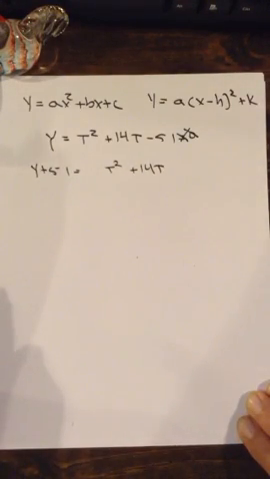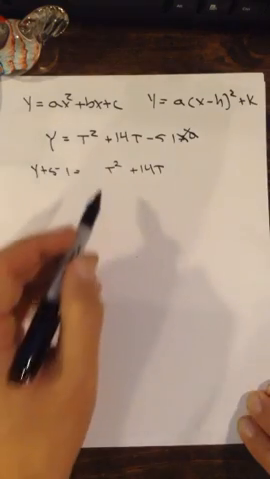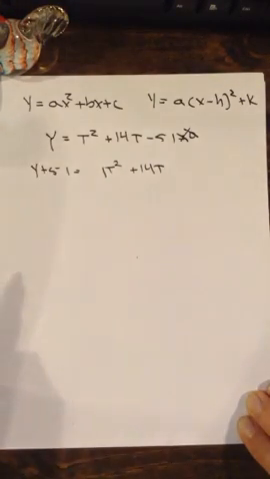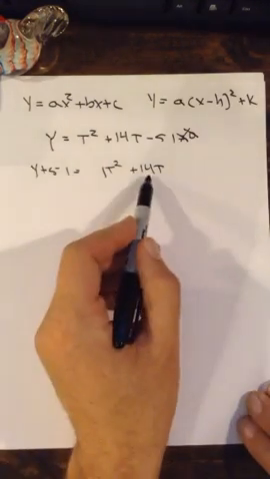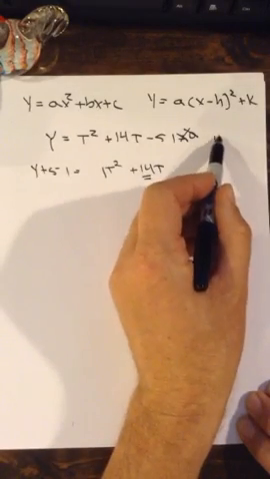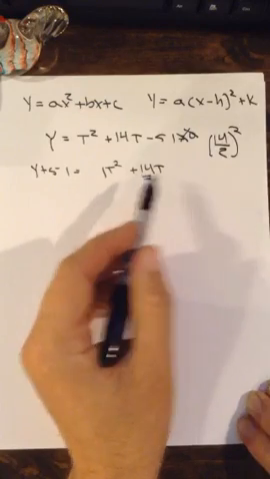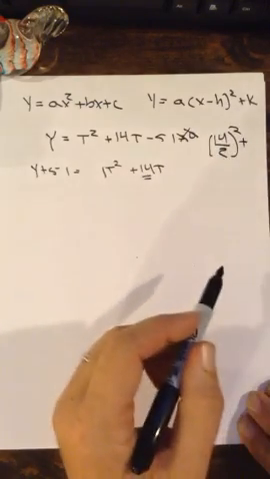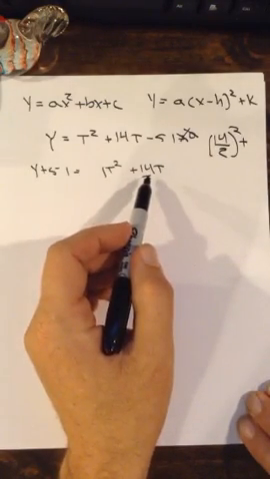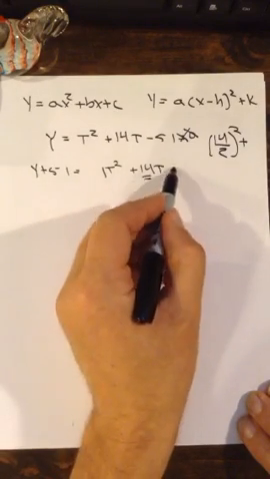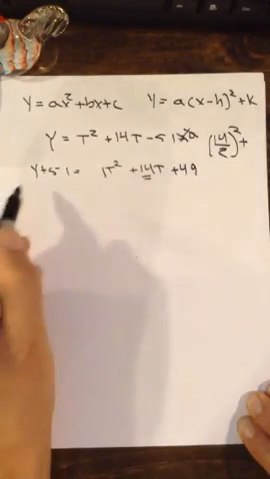Step 2, wasn't it divide by a? Well, in this case my a value is 1, so I could divide by a all day long; it really doesn't matter. Step 3, take half of my b value, half of that squared, and add to both sides. Half of 14 is 7, 7 squared is 49, and I add 49 to both sides.